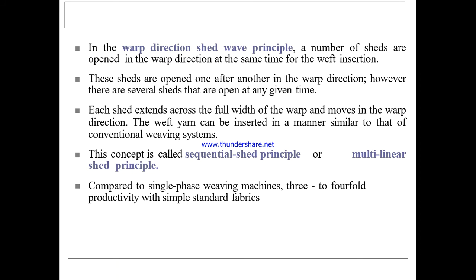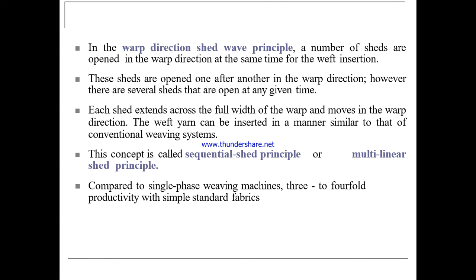In the warp direction shed weave principle, a number of sheds are opened in the warp direction at the same time for the weft insertion. So basically, when we are talking about the warp direction shed weave principle, a number of sheds are opened in the warp direction at the same time for the weft insertion. These sheds are opened one after another in the warp direction only. However, there are several sheds open at any given time. This is the main feature of the warp direction shed weave principle.